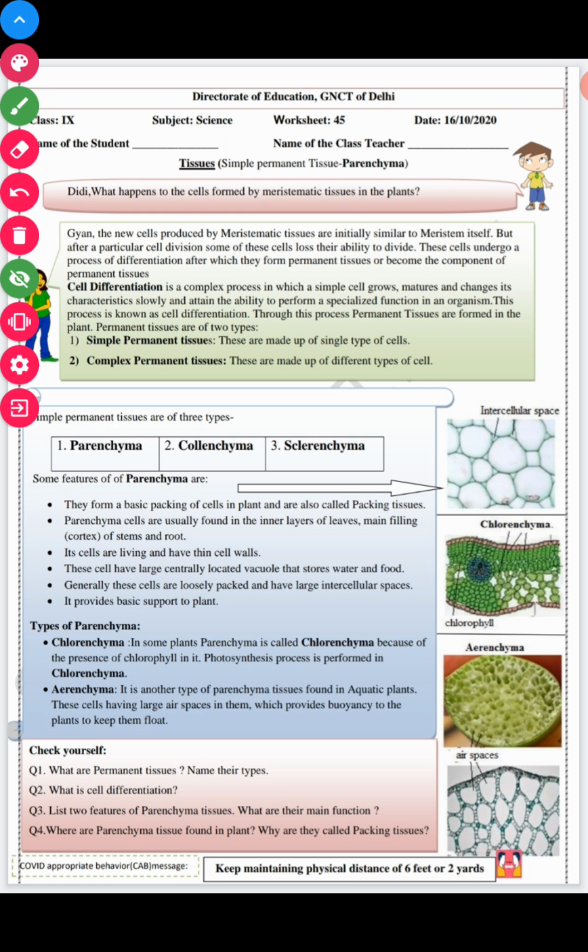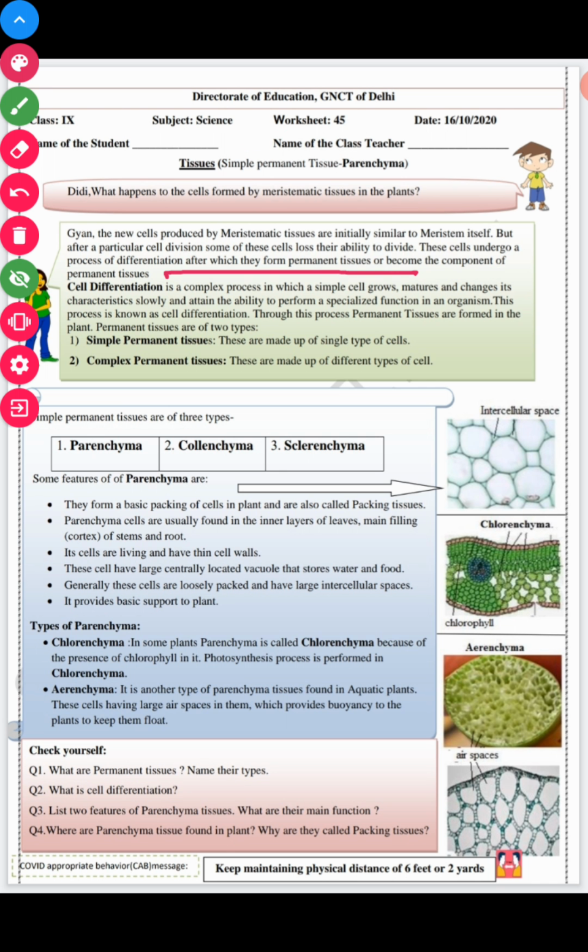So initially, the cells of meristematic tissues are similar to the meristems itself, right? But after some time, after a particular cell division, they lose their ability to divide. And when they lose their ability to divide, these cells undergo the process of differentiation, after which they form permanent tissue. Okay, what is cell differentiation?